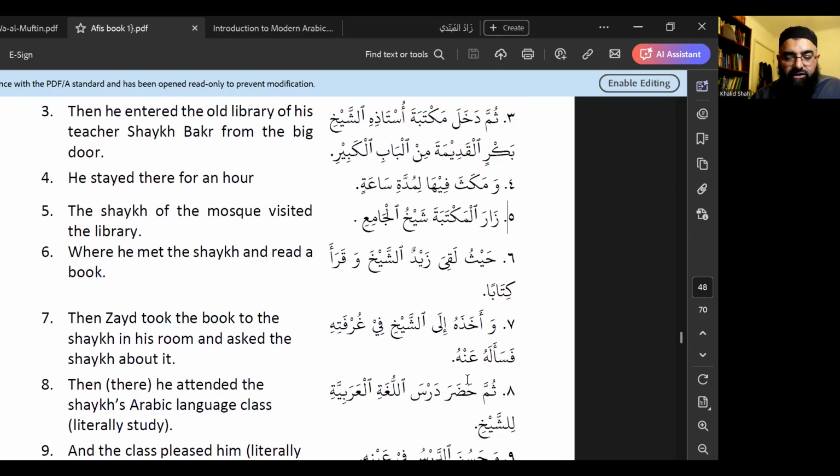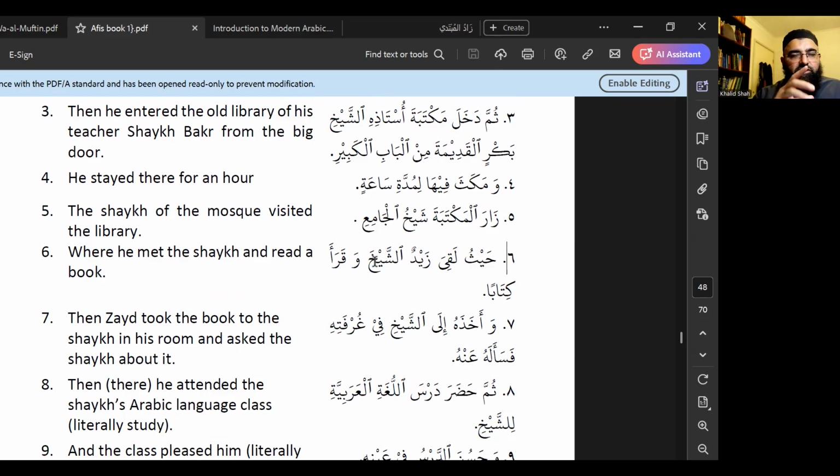Haythu, where, laqiya Zaydun, where Zayd met. Laqiya is a fi'l madi, laqiya, he met. Zaydun is the fa'il, al-shaykha. So let's take these three together, a basic fi'l, fa'il, maf'ul structure, a verbal sentence, a jumla fi'liyya. Laqiya Zaydun al-shaykha. Zayd met. Look, Zaydun's got a dhamma, look, shaykha's got a fatha. This is a basic, simple fi'l, fa'il, maf'ul. Fi'l, the verb, fa'il, the doer, and maf'ul.